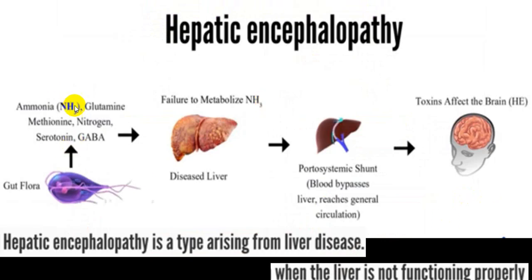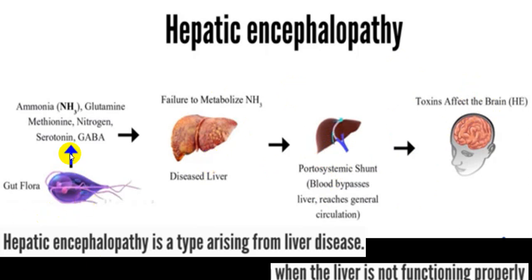So you have ammonia production which will not be metabolized by the liver, and because it is not metabolized, it will bypass via portosystemic shunt and will have an effect on the brain, producing hepatic encephalopathy. So hepatic encephalopathy will be very frequent in acute liver damage as well as chronic liver damage.